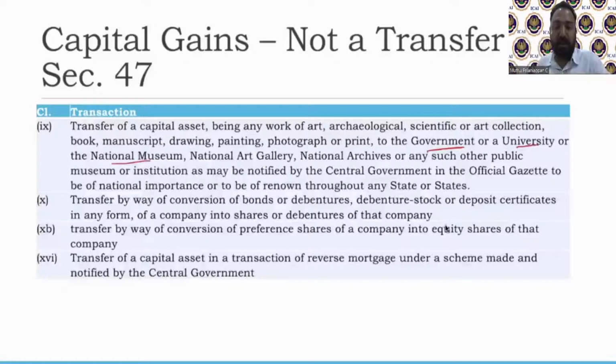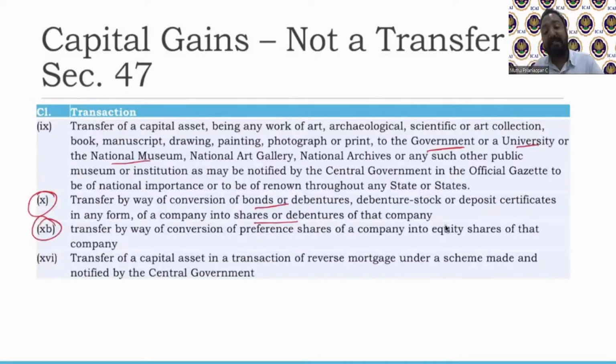So that's what it means by transfer of capital asset of these specific assets. Conversion of bonds or debentures into shares or debentures. Remember why? Because that is why we are including the previous form into this. So this is also a similar concept. Transfer by way of conversion of preference share into equity share. We saw that earlier in period of holding, include the period of holding of preference share. Why? Because the subsequent transfer from preference share to equity share is not a transfer. So this also falls under the same concept.